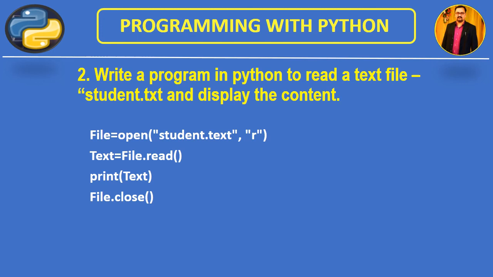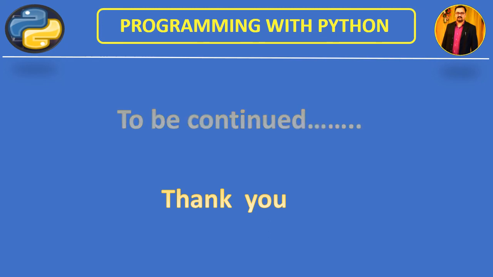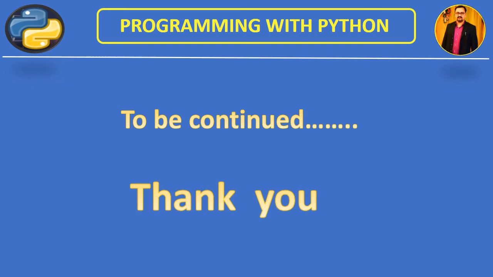The same file you can open for reading in the next example. Here, a program in Python to read a text file. The same file which we have created in the last slide. Here file equals open student.txt. R this time denotes the reading mode, and then text is the variable. file.read, this method will read the file from memory and it will be stored in the text variable, and print it again, and at the end close the file. So this is all I have to discuss in this topic.